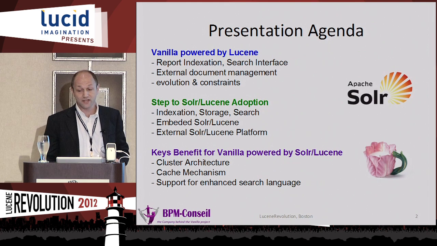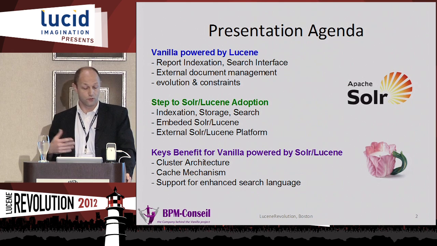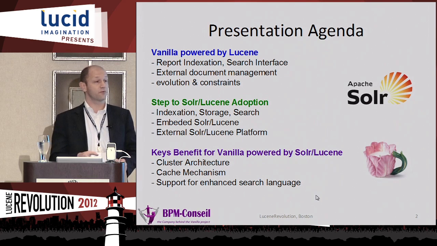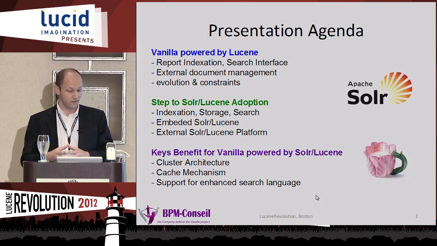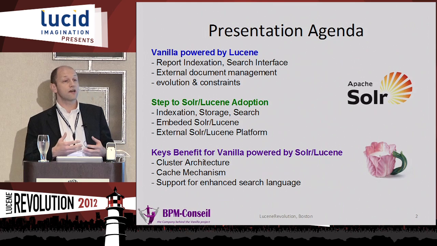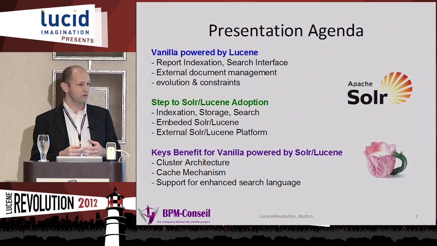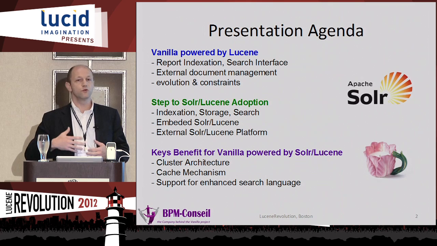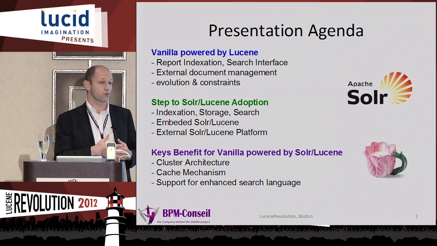So the agenda is very simple. First, I will show you how we use Lucene to power Vanilla. Second, what were the technical steps to move from Lucene to Solr Lucene, and what are the benefits of this? Maybe some of you have started to use Lucene, just taking the API and putting it in an application, okay? And after, when your application is growing, you want to move to a larger infrastructure. This is exactly what happened to the Vanilla project.